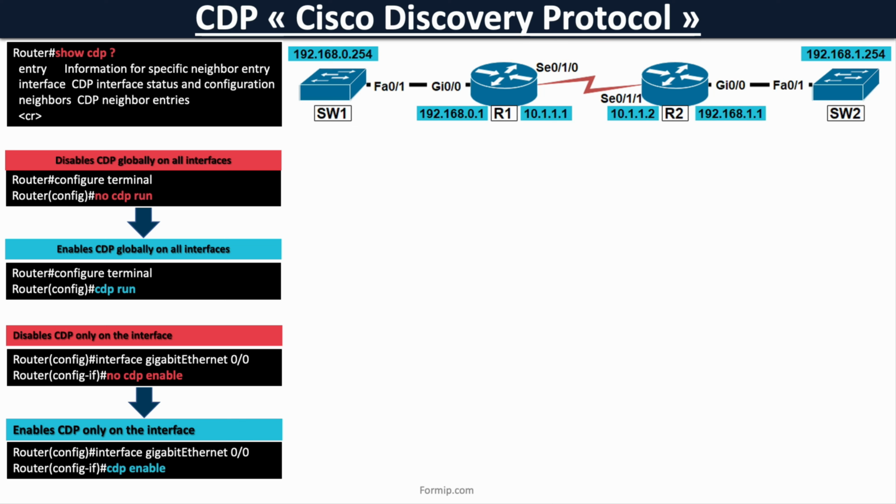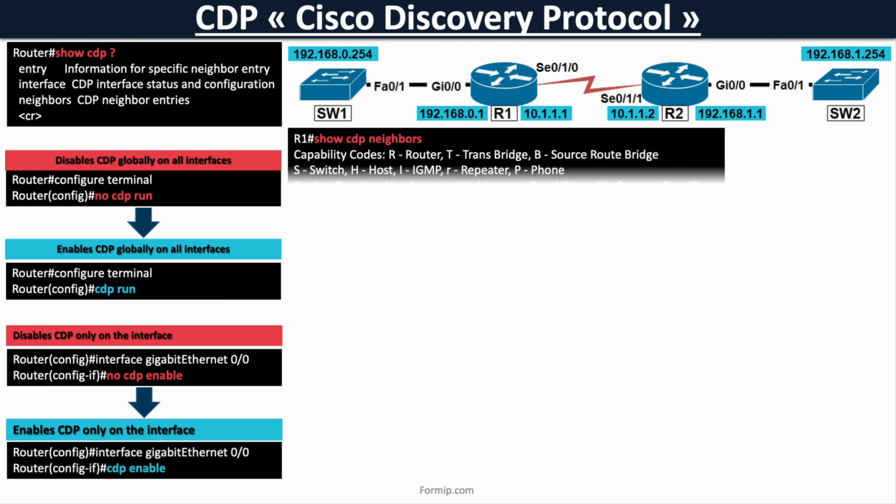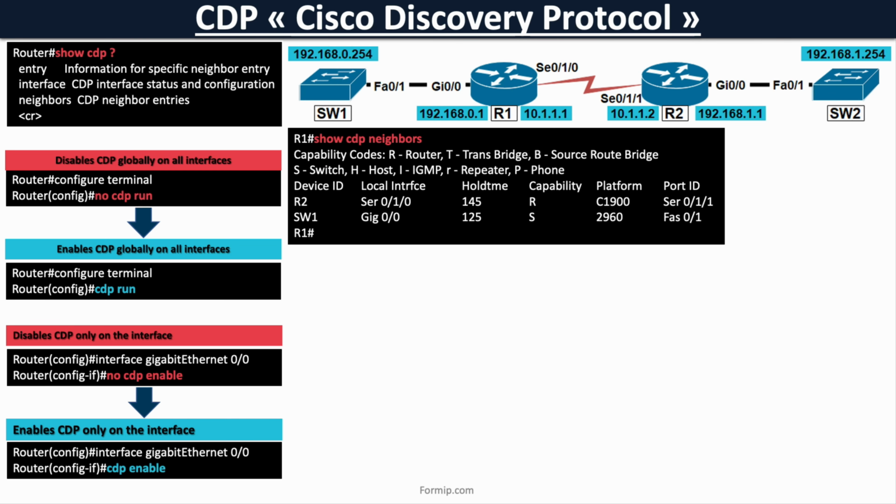Here is an example of a topology which you can very easily reproduce on Packet Tracer, where we have 2 routers and 2 switches. The show cdp neighbors command displays information about neighboring devices using CDP. Here, the command is run on router 1.